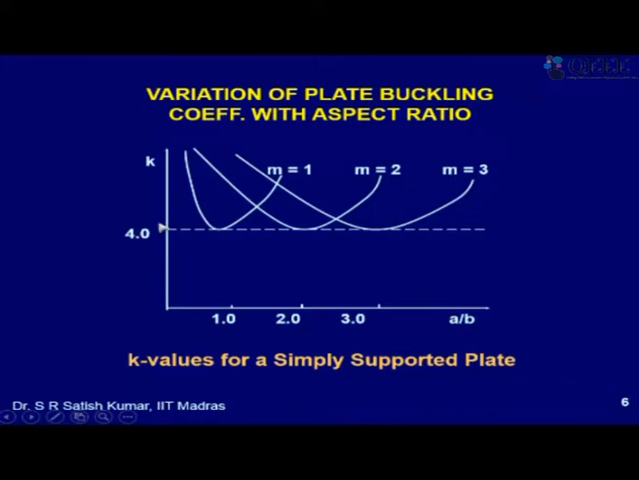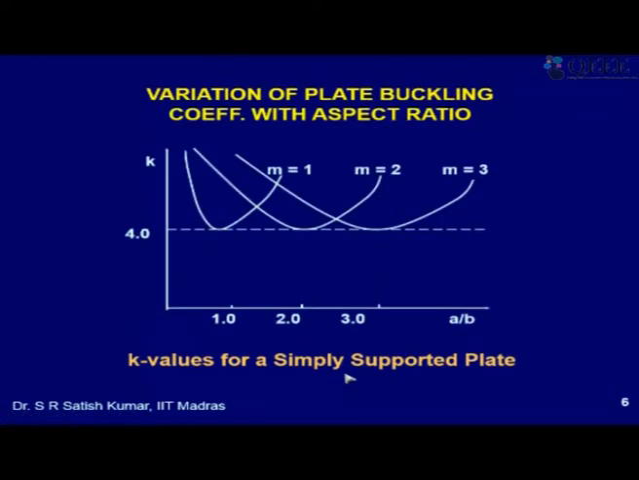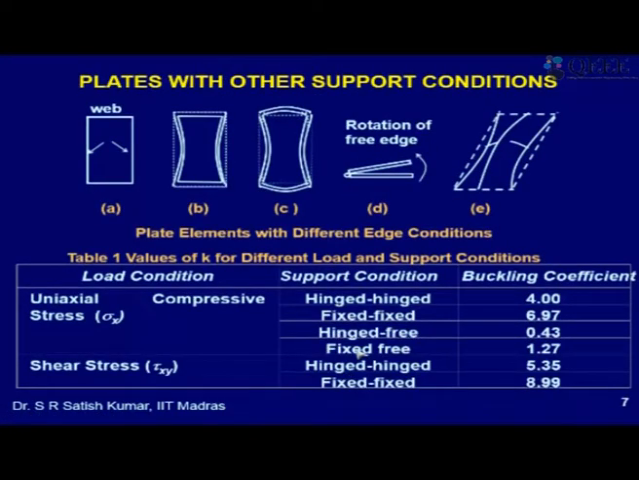Okay. So once I get K as 4, I know for a given b by t, these are anyway material constants. So I can quickly work out what is the stress at which this plate will buckle. Okay, so we can do the same thing for different end conditions, and we can work out the buckling coefficient K. So for uniaxial compression, that is, the plate is getting compressed only in one direction, but these two edges, the other edges are called the longitudinal edges, that is along the length, they are hinged. So we just saw that the plate buckling coefficient will be about 4.